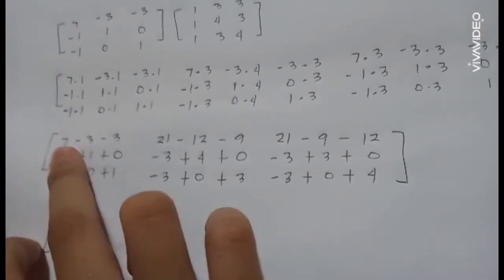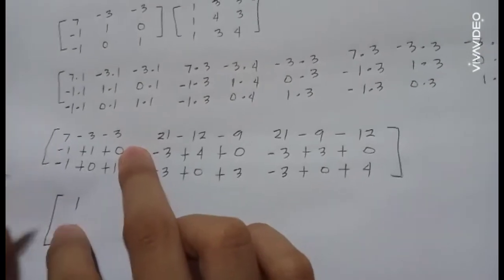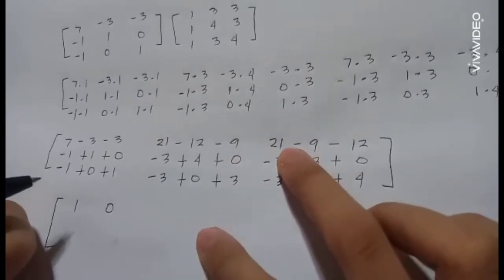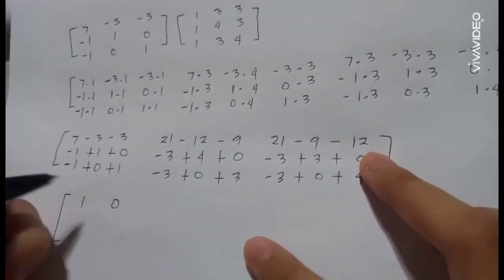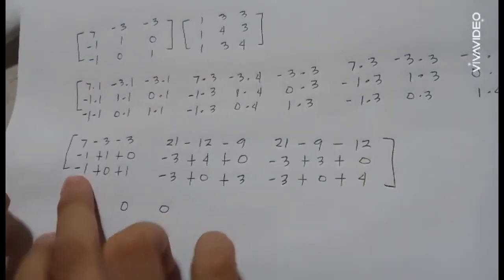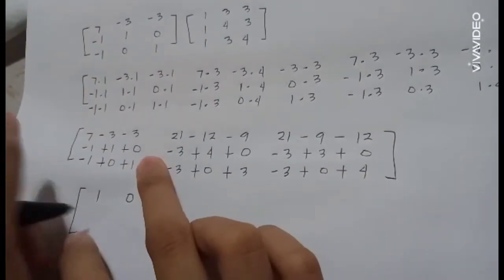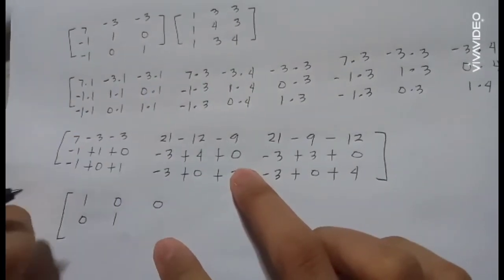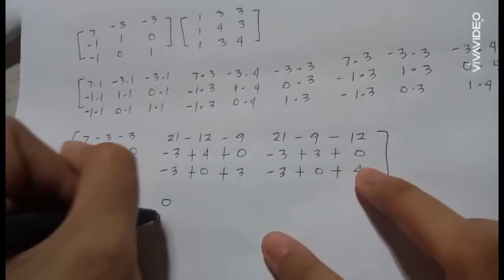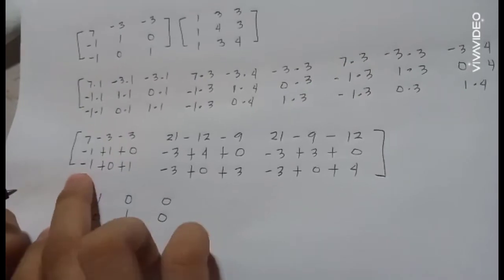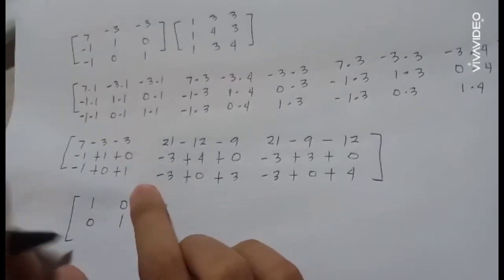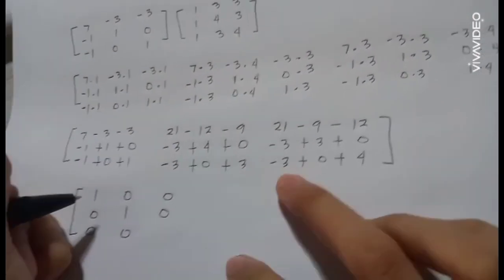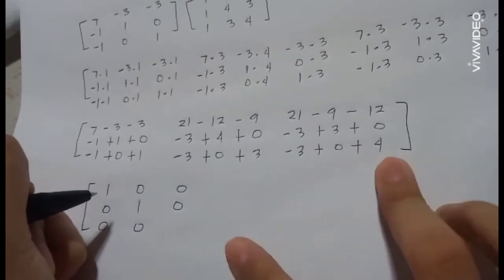So we come up with 7 minus 3 is equal to 1. And then 21 minus 12 minus 9, we have 0. Then 21 minus 9 minus 12, we have 0. So for the next row, we have negative 1 plus 1 plus 0, we have 0. Negative 3 plus 4 plus 0, we have 1. And then negative 3 plus 3 plus 0, we have 0. Then the last row is negative 1 plus 0 plus 1, we have 0. Negative 3 plus 0 plus 3, we have 0. And then negative 3 plus 0 plus 4, we have 1.